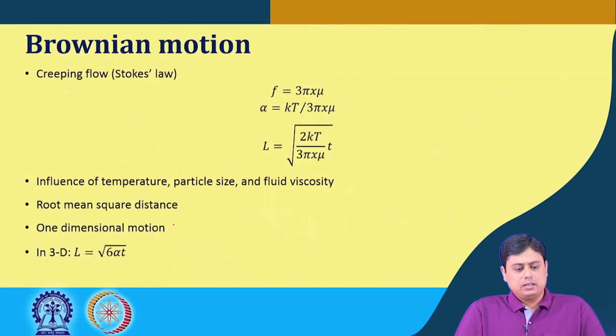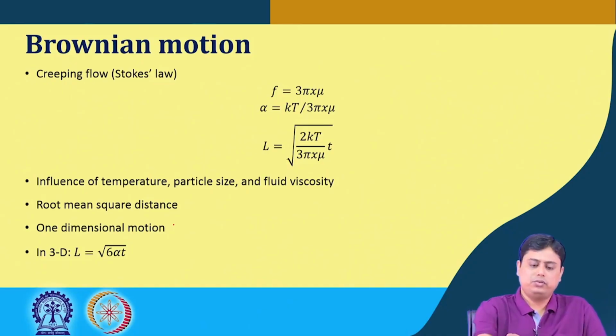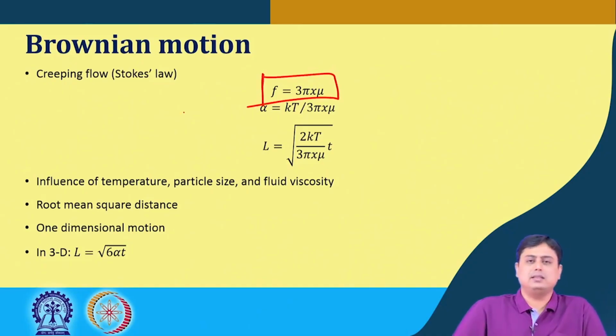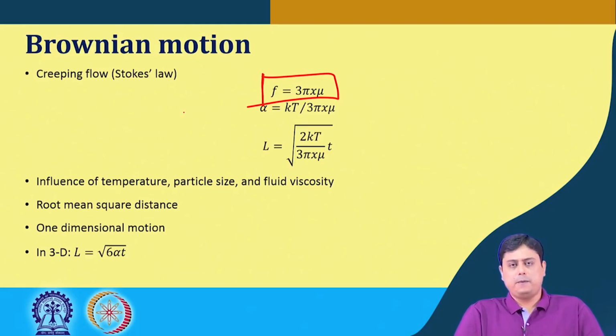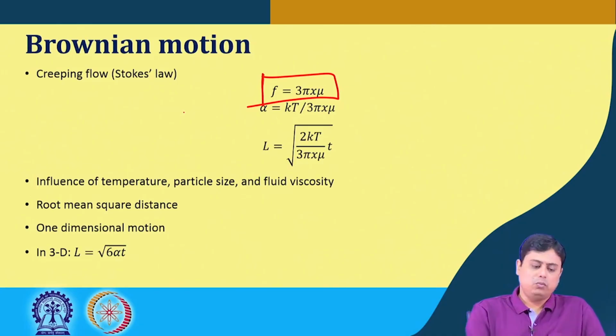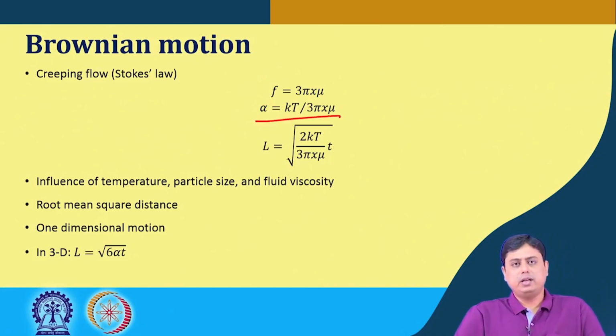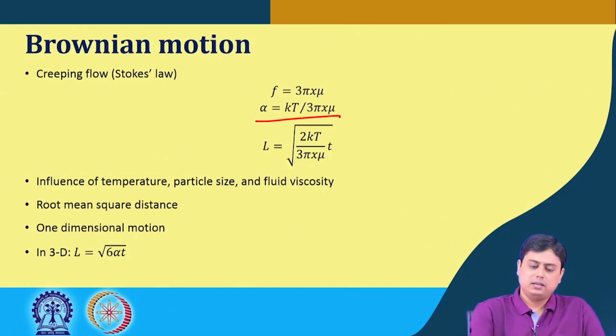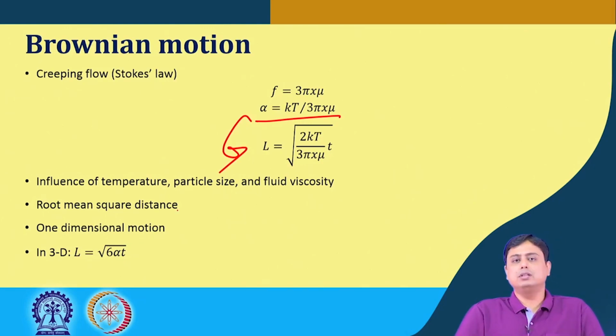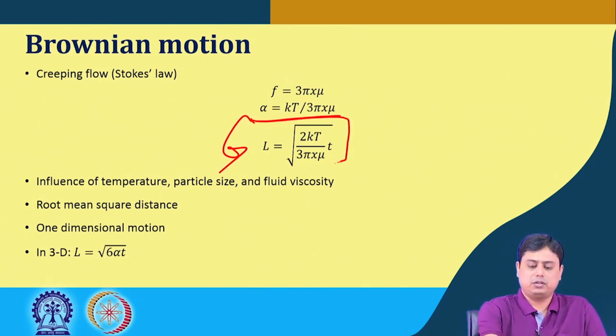Now, with this, say in the creeping flow, we know the expression of f from Stokes law, which is 3 pi x mu, where x is the diameter of the particle and mu is the viscosity of the suspension, which means we have alpha equals kT divided by 3 pi x mu, which implies that the length L that it travels is of this expression.